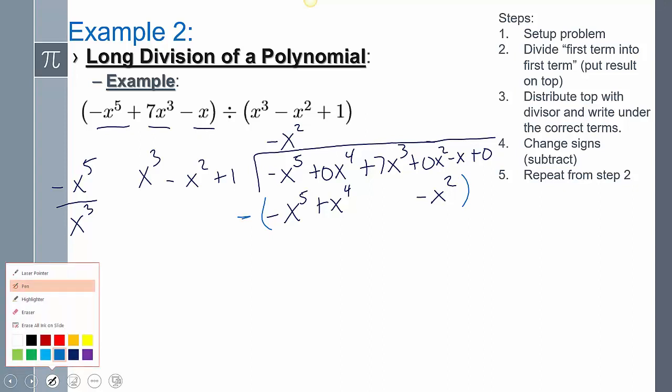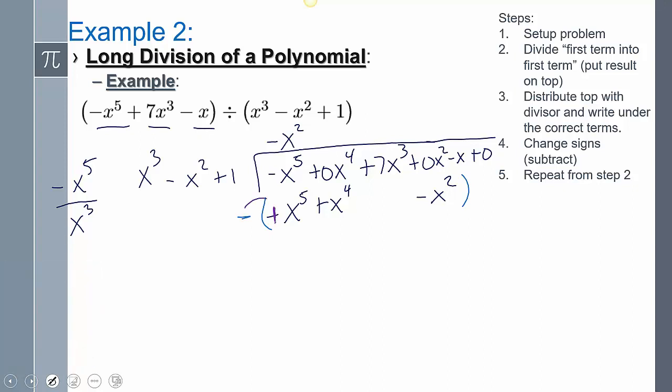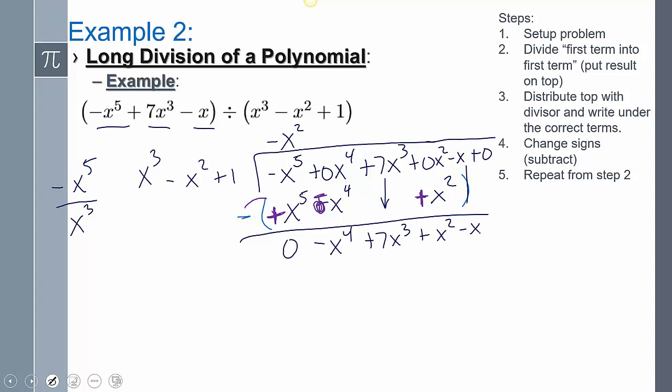So then that means that that minus is going to distribute, right? So that goes positive. That is going to go negative, and then that's going to go positive. So then when I add straight down, we get 0. That's going to give me a negative x to the 4th. I can bring that down, so 7x to the 3rd. This gives me positive x squared. I still have that minus x, and I still have the plus 0.